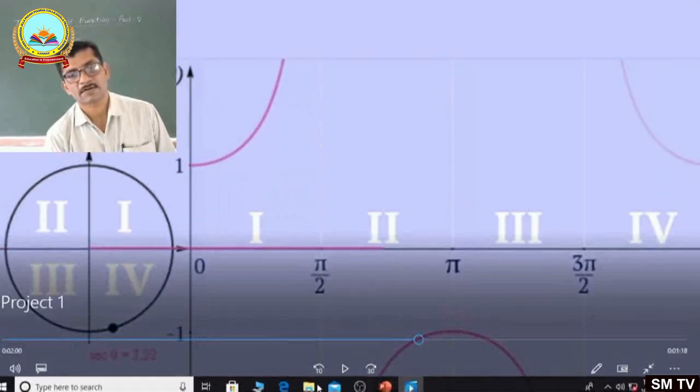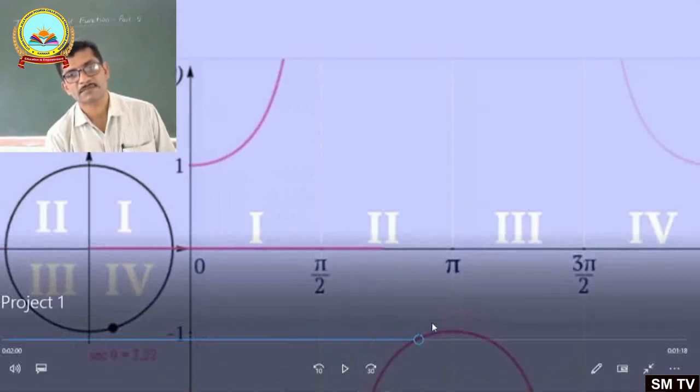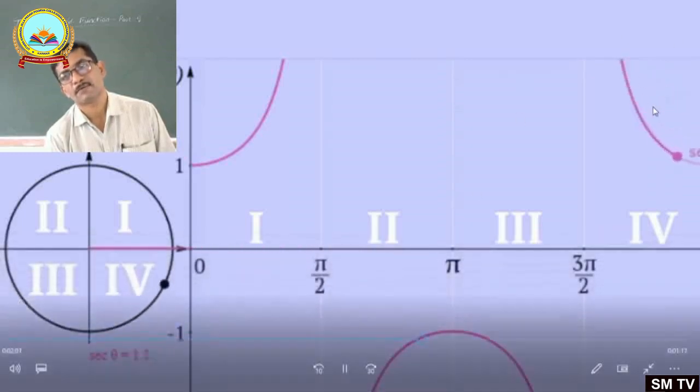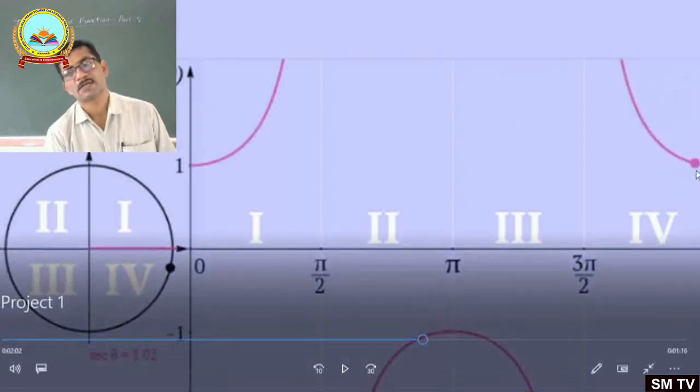In the second quadrant, the secant function is increasing from minus infinity to minus 1. In the third quadrant, this one is decreasing from minus 1 to minus infinity. And in the fourth quadrant, it is also decreasing from infinity to 1.